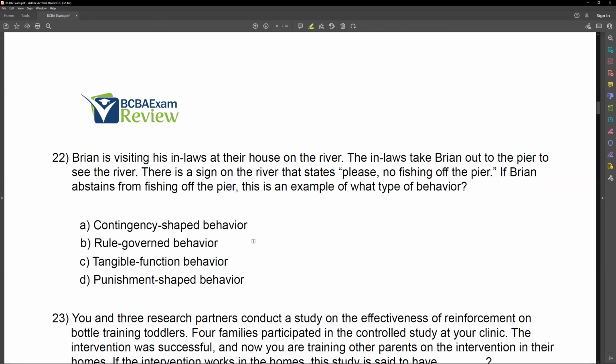This is rule-governed behavior. Don't overcomplicate rule-governed behavior. It's as simple as that. So we know it's not contingency shaped. B is our best answer so far. Always read all your answer choices. Tangible function behavior. There's no trying to obtain anything here. Brian's not trying to obtain a tangible, so that's obviously out. And then punishment shaped behavior. No punishment being delivered to Brian. He simply read a rule and abstained based on that rule. His behavior is governed by that rule. Our answer is B.